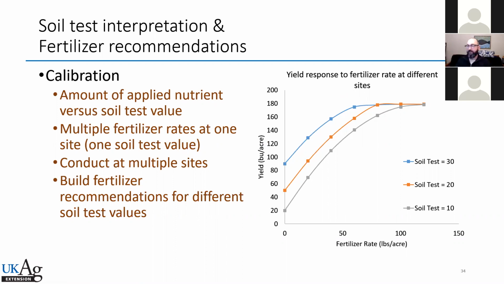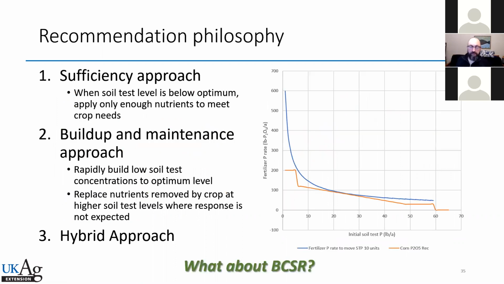Then they have this philosophy. There's the sufficiency, there's the build and maintain, and a hybrid. And almost everyone's in the hybrid, right? But then it's a spectrum. UK is closer to sufficiency because it's more of an economic model. Some of the private labs are going to be closer to build and maintain because they're risk averse. They aren't worried about what your fertilizer bill is. They're just worried about how green the crop is. Whereas UK is trying to balance fertilizer bill and how green the crop is.